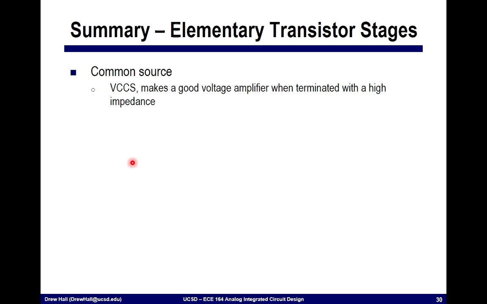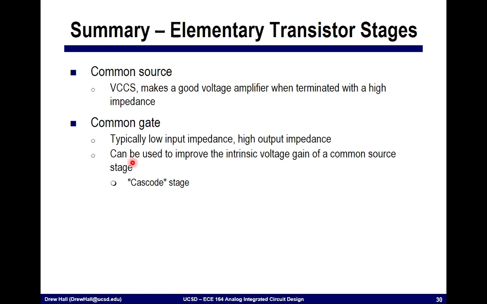Okay, so to summarize, we've talked about a common source stage. It's effectively a voltage-controlled current source. It makes a very good voltage amplifier when we put a large impedance at its output. A common gate has a very low input impedance, 1 over GM typically, and it has very large output impedance. We've seen already a couple of examples of using these devices. One of them is to turn an okay common source amplifier into a better one. Okay. We'll also see that you can use this to cascade this voltage-controlled current source and effectively increase the output impedance. That's what we call a cascoded stage.